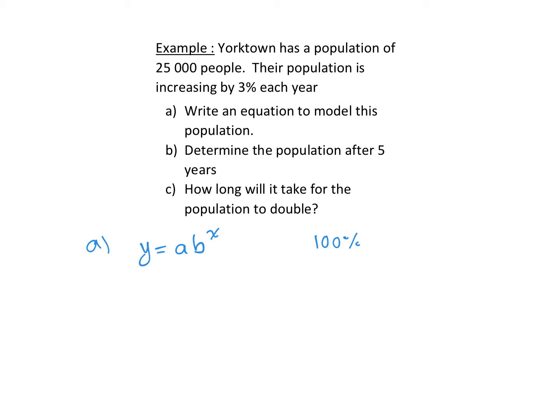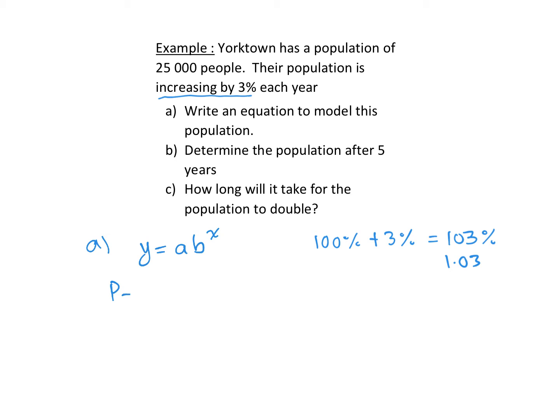So we have 100%. Are we increasing or decreasing? Well, we are increasing. It says increasing by 3%. So we're going to add 3% to the 100%. So next year we would be at 103%. If we wrote that as a decimal, it would be 1.03.